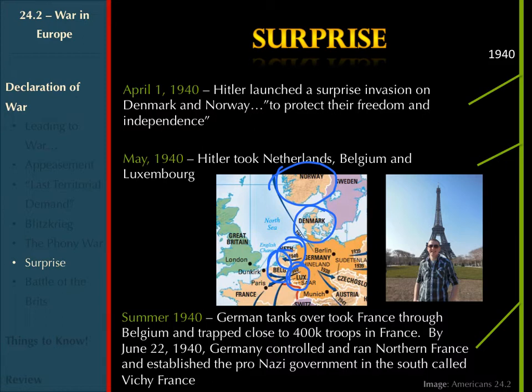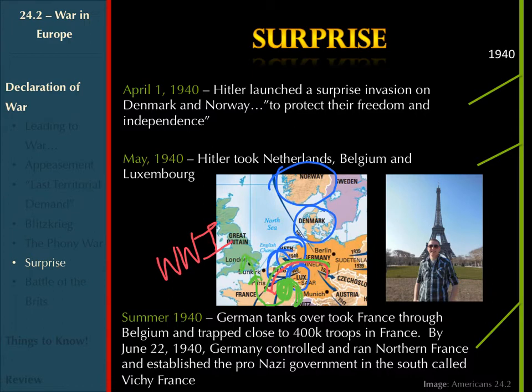And if you remember from World War I, Germany did the same thing. Remember, they invaded France through Belgium, and that's exactly what happens in World War II here. In just a few months, the summer of 1940, German tanks overtook France through Belgium yet again. You would think the French would learn, and they trapped almost 400,000 troops that were in France at this time, right here. So they were in France between the borders, and then the German troops came over and they were trapped. The troops moved fast. They established a series of rafts and boats that they could find and sailed over to England.